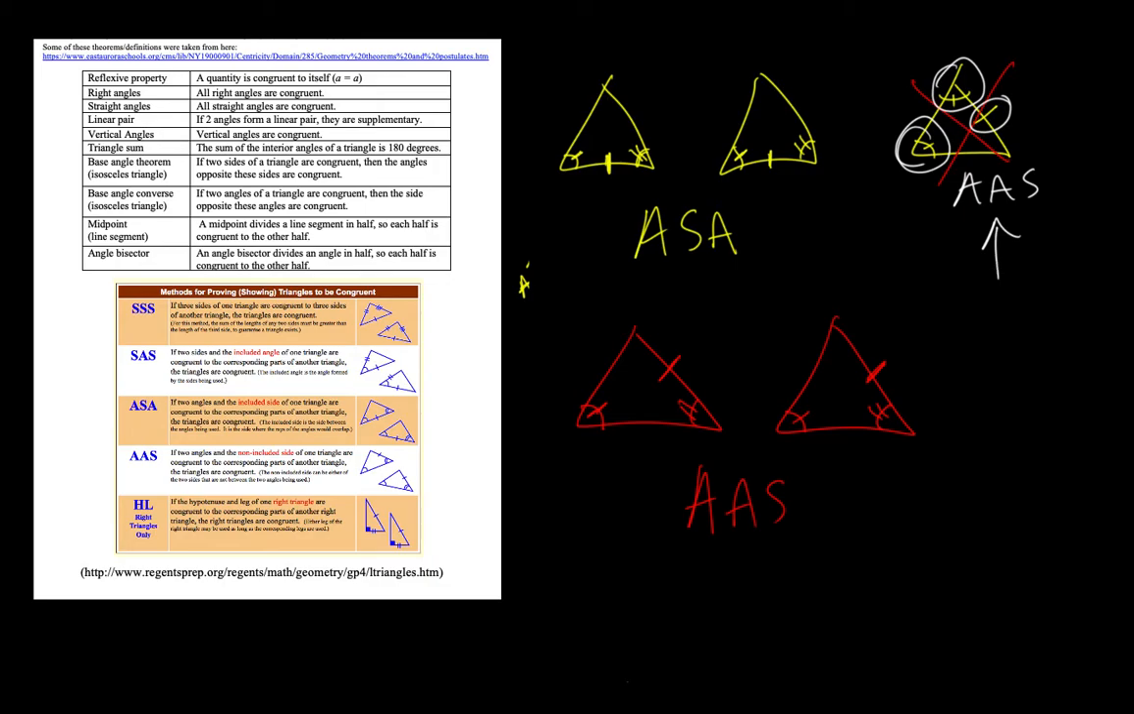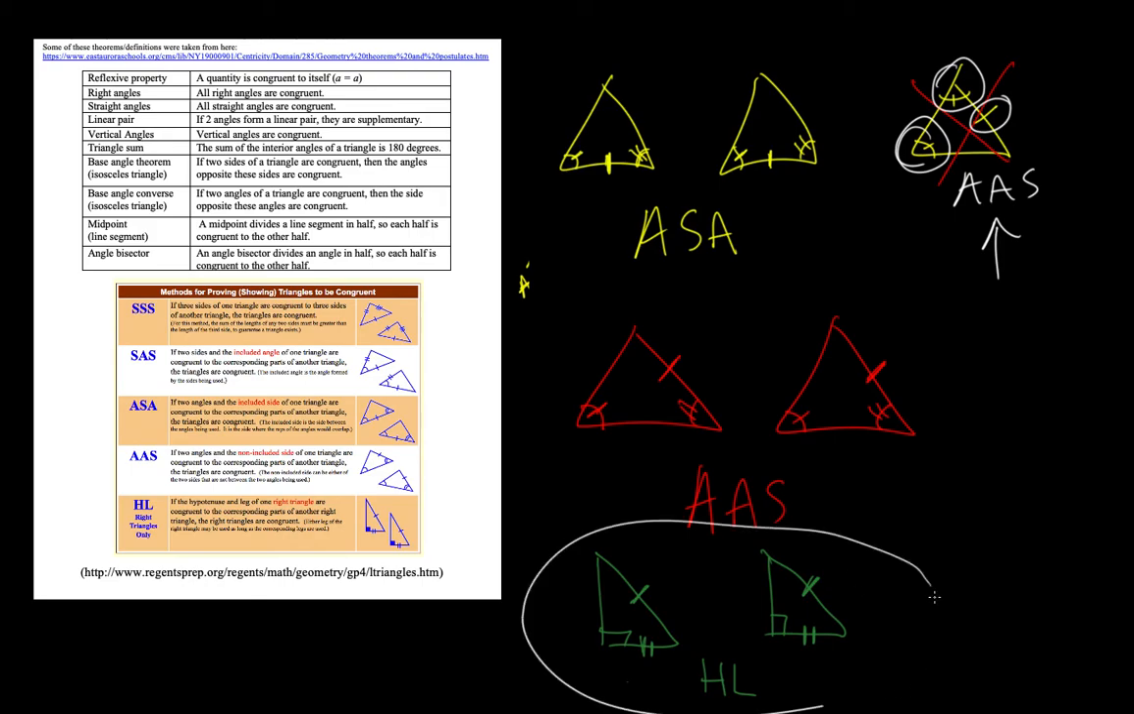Okay, and then there's also one specific to right triangles. So if you have two right triangles, and you know their hypotenuse is congruent to each other, then you only need to know one leg. Now, really though, let's see. Yeah. So they just call this the hypotenuse leg theorem. Once again, that only works if it's a right triangle.